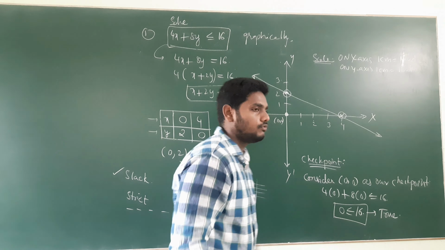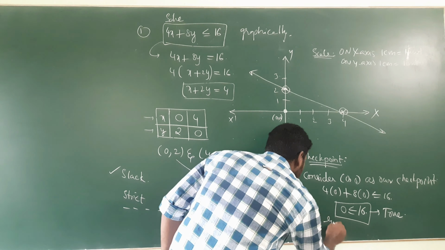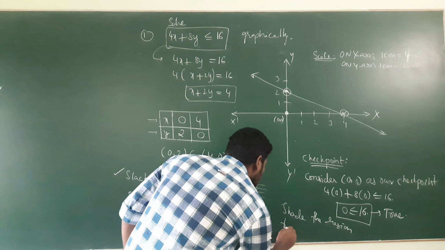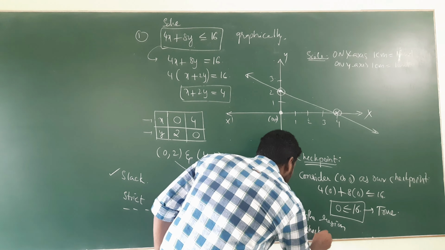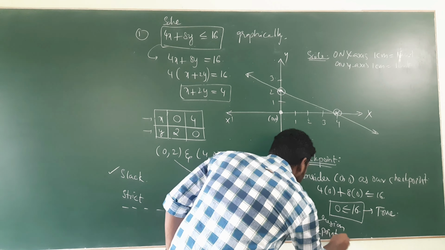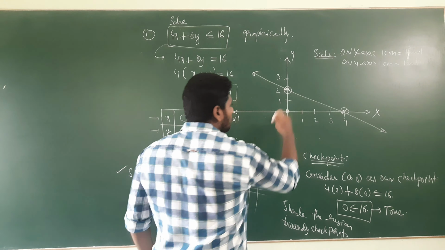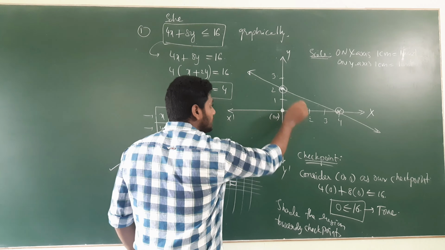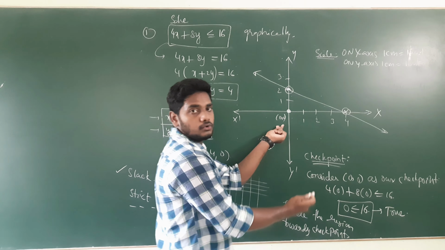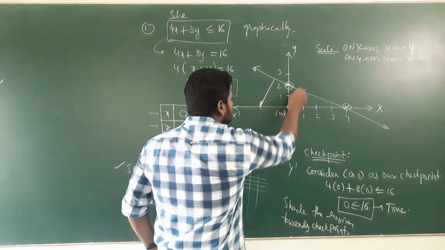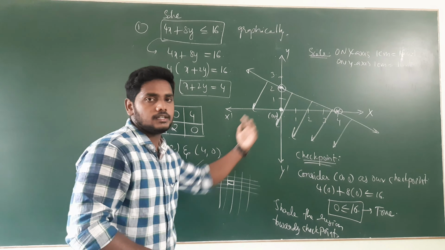If it is true, what we need to do is shade the region towards the checkpoint. So this means for this line, is the checkpoint on the lower side of the plane or the upper side? For this line, this is the lower side of the plane. As we are taking this point, we got true. True means we need to shade to this side, towards the checkpoint.